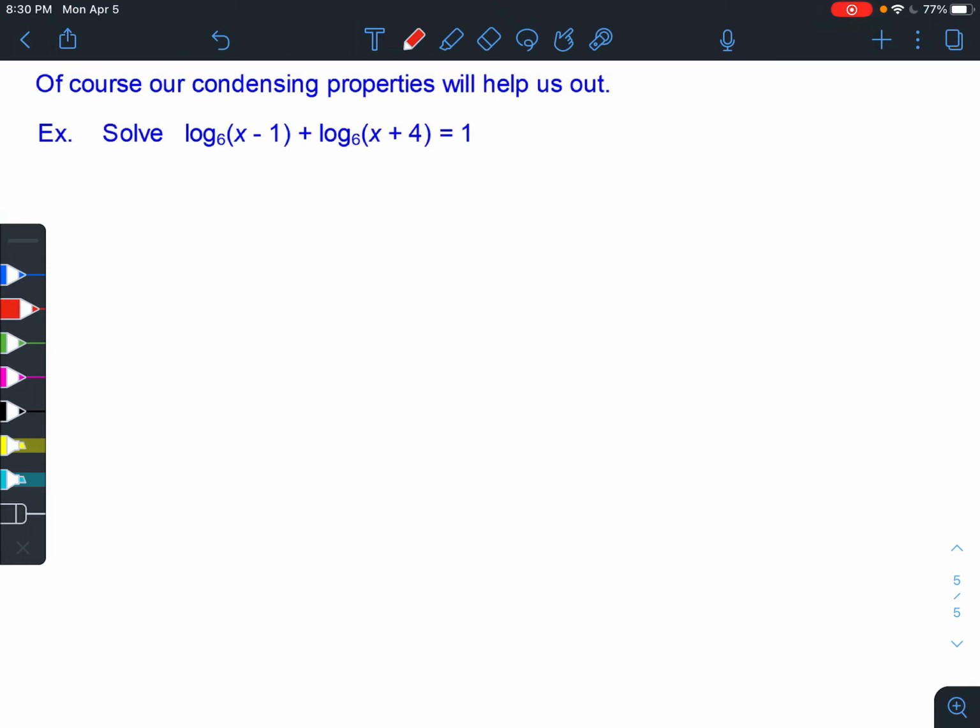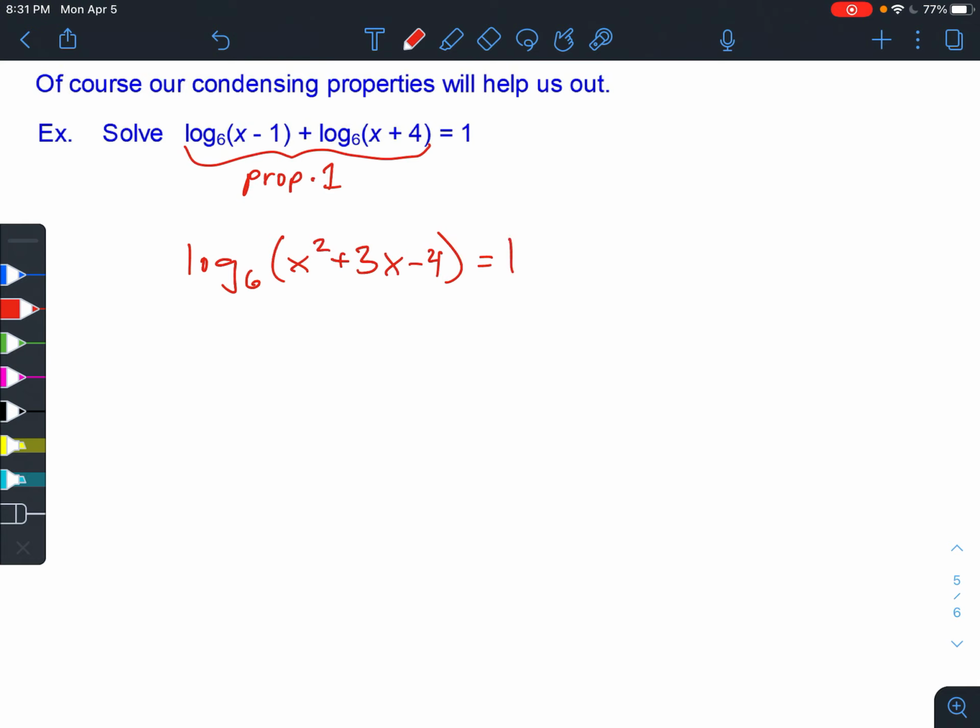All right, log base 6 of x minus 1 plus log base 6 of x plus 4 equals 1. So again, we have a sum or a difference of logs, in this case a sum, so I want to go hit that thing with property number 1. And notice here FOIL will be involved, so log base 6 of, FOILing that out, I get myself an x squared. I get a minus 1x and a plus 4x, so ultimately it's a plus 3x. And then I've got myself a minus 4, and then that's going to be equal to 1.